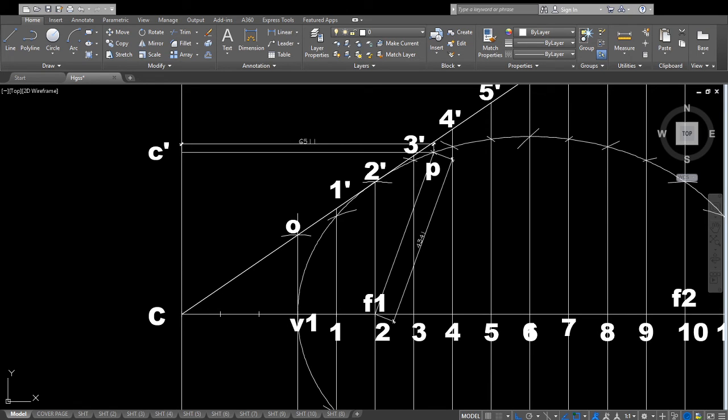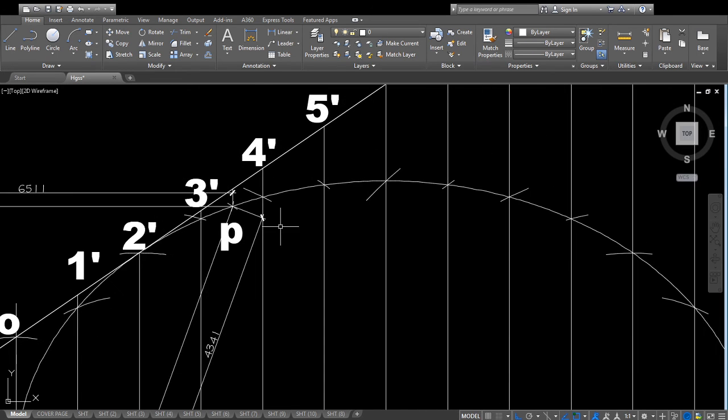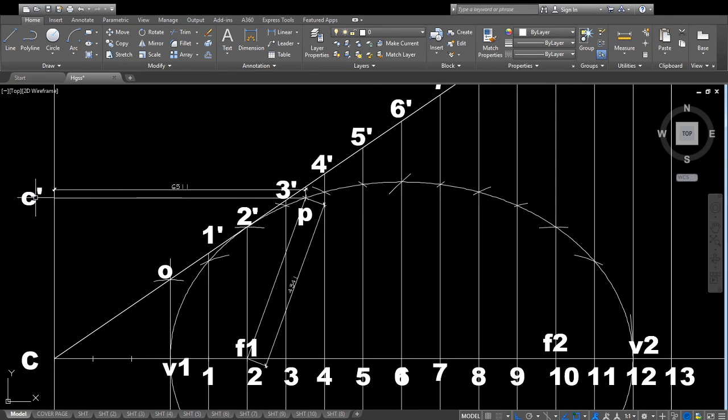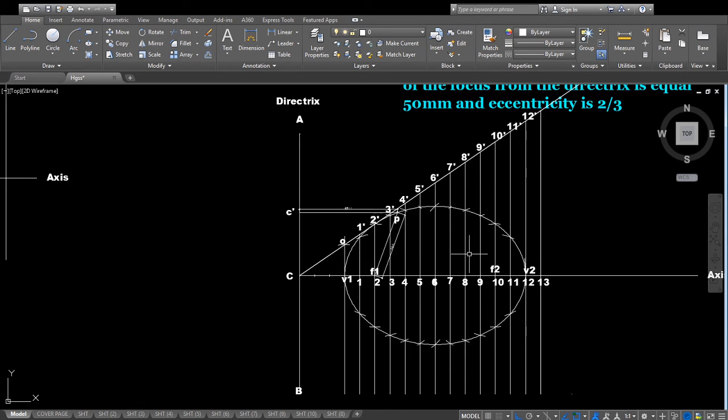Okay, you can decide to pick any other point. Pick another point here, draw a vertical line from this point to the directrix and a line from here to the focus. It will give you a value in that range of 0 point something.